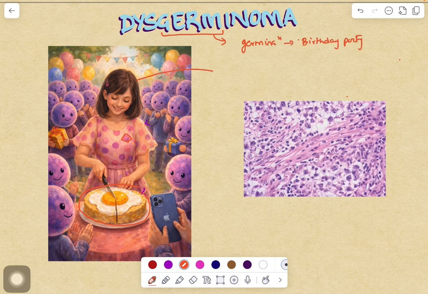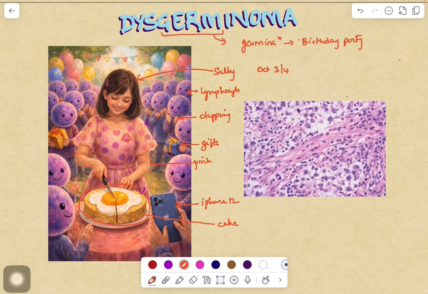And whose birthday party is it? It is Sally's birthday party. It falls on October 3rd and 4th, and all her friends are invited who are lymphocytes, and they have got gifts for her, and all of them are clapping their hands. Somebody is taking a photo of her using an iPhone 12. Her cake is in the shape of a fried egg. She is wearing a polka dot pink dress, and one of her friends is missing. In every birthday party, there is somebody who doesn't come at the last moment. So that is the missing friend.